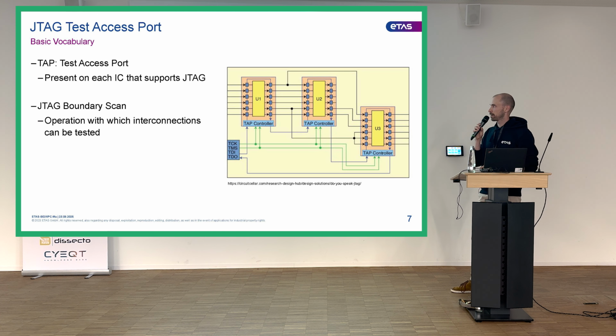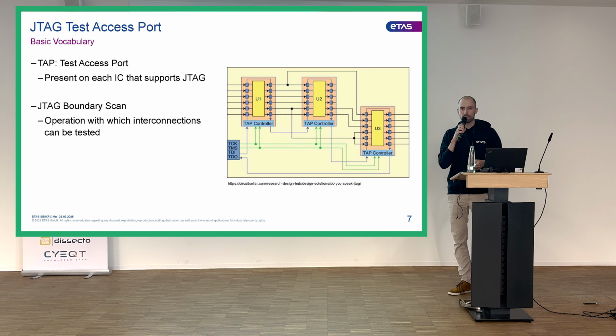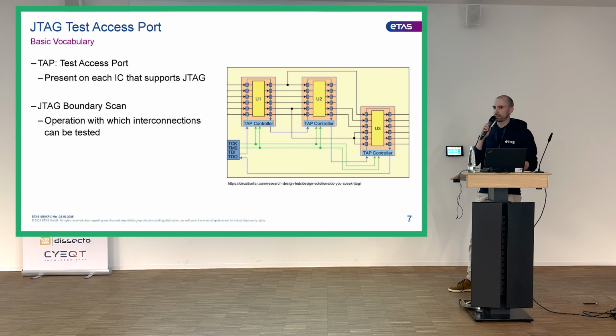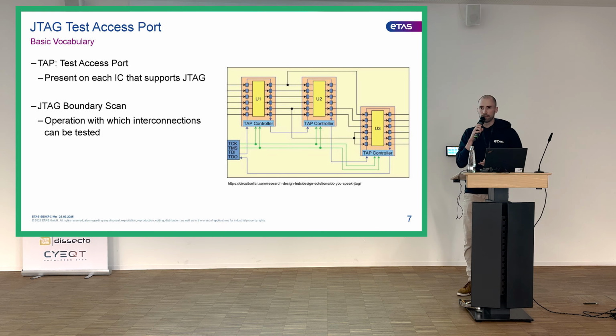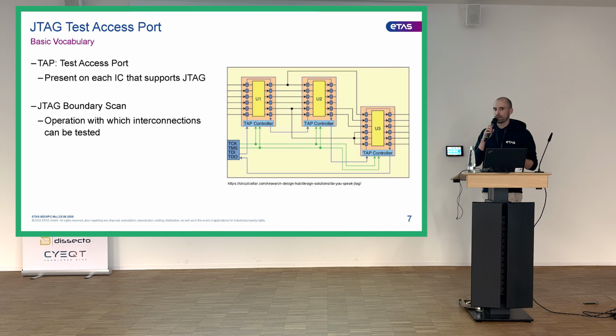Just a tiny bit of vocabulary. The first thing is the TAP, that's the test access port. That's a bit of hardware, a bit of logic that's embedded into each microcontroller that supports JTAG. The second thing is the JTAG boundary scan. That's the operation with which I can drive pins or measure the value of pins of my microcontroller. Here we have these three microcontrollers, and each one has this little TAP controller, and this is our, I'll just call it a debugger or tester. With JTAG, we can test these interconnections.